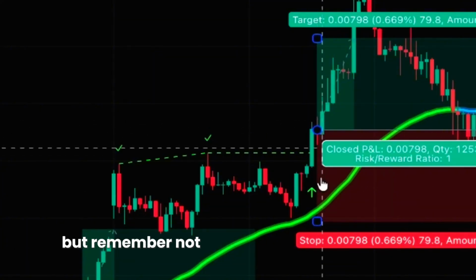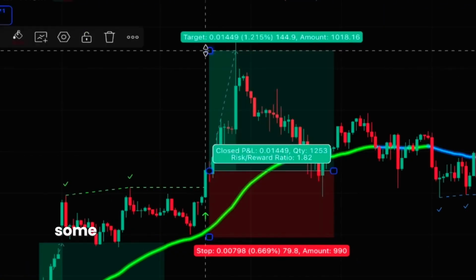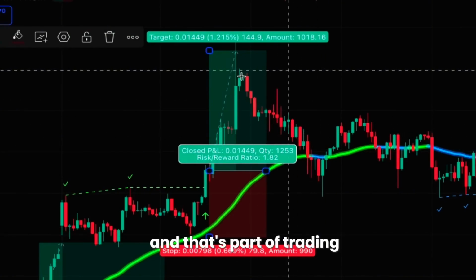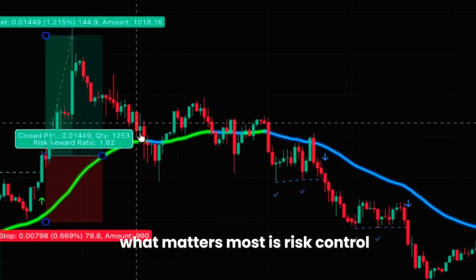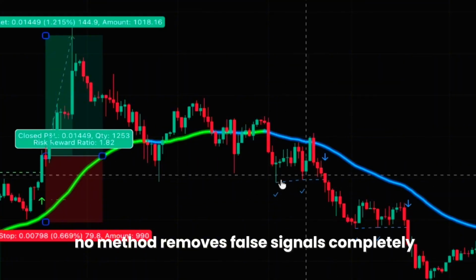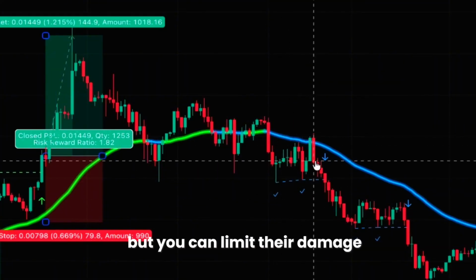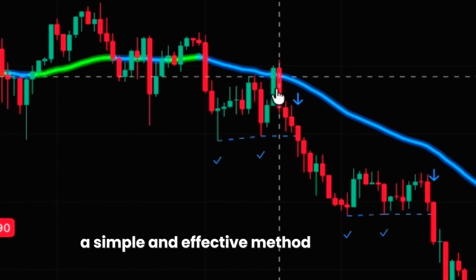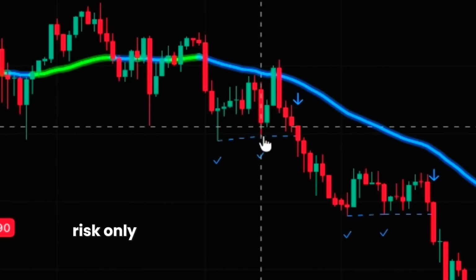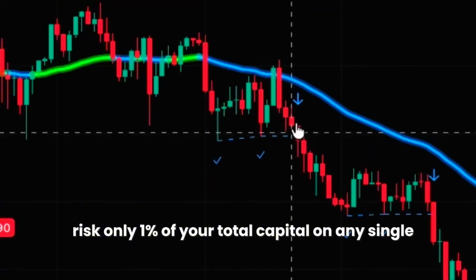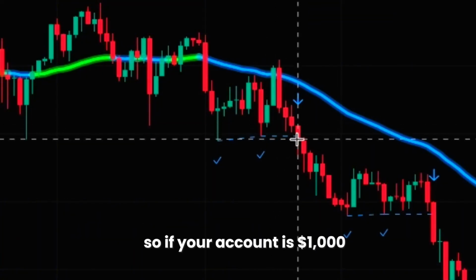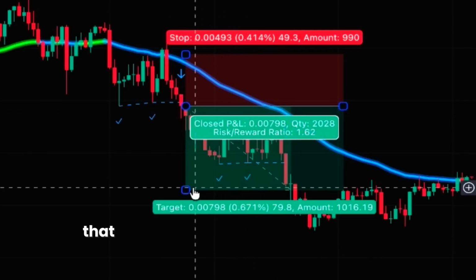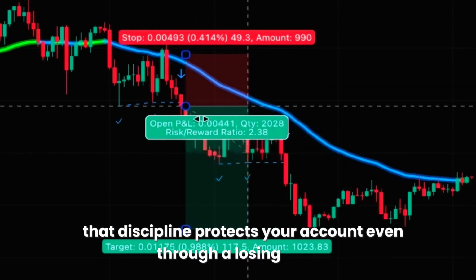But remember, not every breakout leads to profit. Some will reverse. Even well-structured signals can fail, and that's part of trading. What matters most is risk control. No method removes false signals completely, but you can limit their damage. The best way to do that is good risk management. A simple and effective method is the 1% rule. Risk only 1% of your total capital on any single trade. So, if your account is $1,000, your maximum loss per trade should be about $10. That discipline protects your account even through a losing streak.